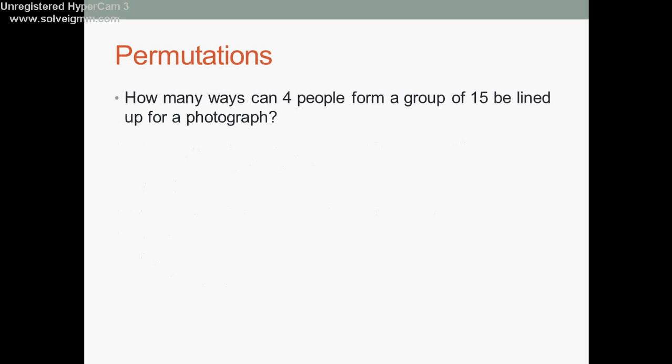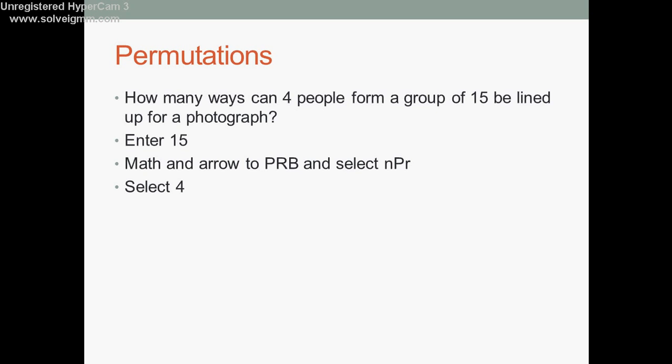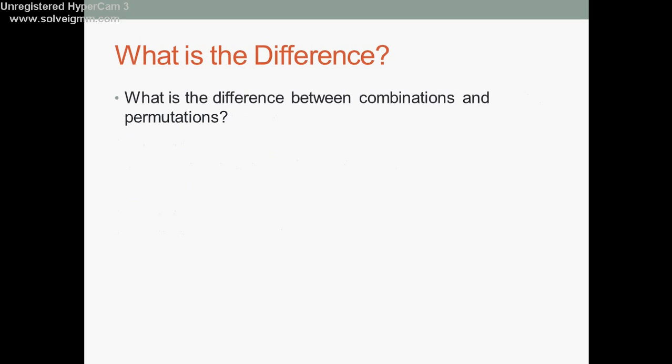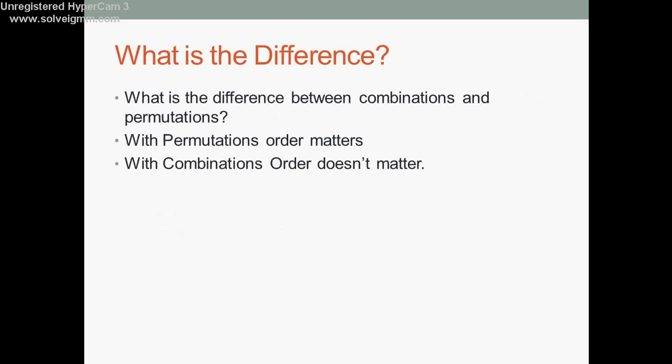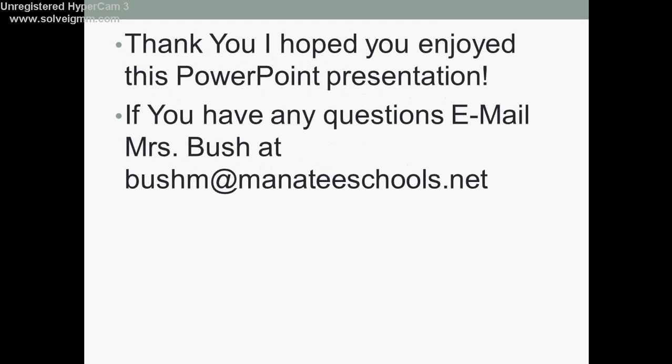Permutations are very similar to combinations. You hit the nPr button instead of nCr. And here's the example. How many ways can 4 people from a group of 15 be lined up for a photograph? Enter 15. Math and arrow to PRB and select nPr. Select 4, hit Enter, and the answer is 32,760. So what is the difference? With permutations, order matters in the questions, and with combinations, order doesn't matter.